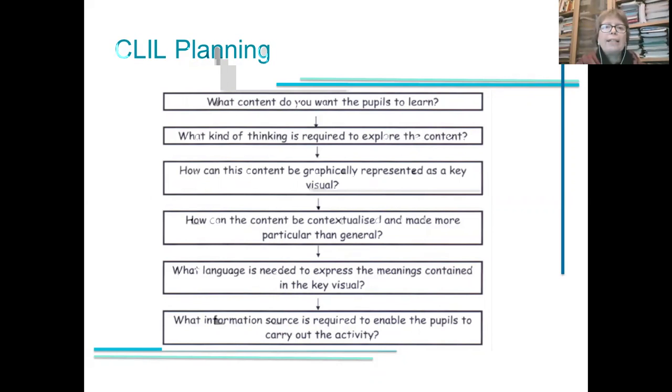I have to make the content contextualized to where I live. So I can't transfer the project I have made in my class to a class in Portugal. It needs to be adapted to the context. Then you have to analyze the language. So what language is needed to express the meanings contained in the visual? And what kind of information sources we need to look for information about the content.